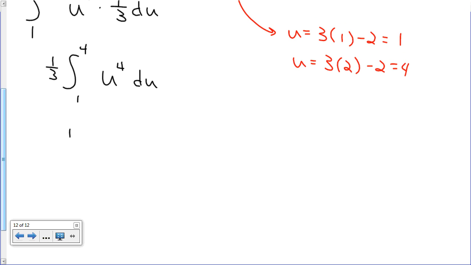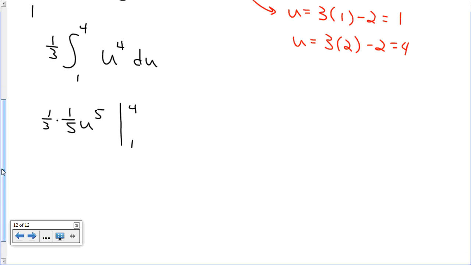The antiderivative of u to the fourth is 1/5 u to the fifth. And we're evaluating that. Oops, I lost my 1/3 out front. There's a 1/3 times that, and we're evaluating that from 1 to 4. And we don't have to substitute back in terms of x, because my upper and lower bounds are in terms of u, so I can just plug u directly into this. So I end up with 1/15 times 4 to the fifth minus the 1/15, that's the 1/3 times 1/5, times 1 to the fifth.